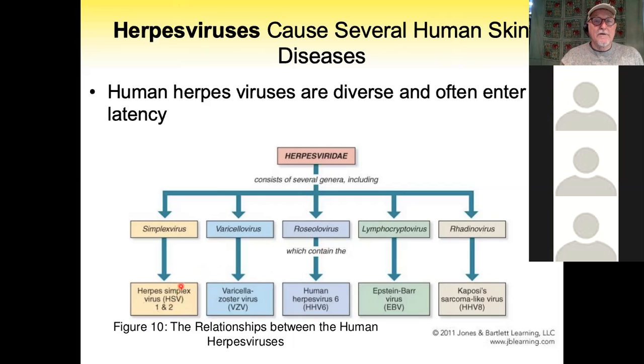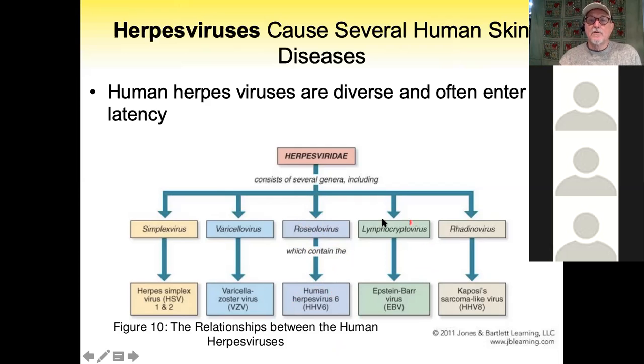Varicella zoster is closely related to the herpes simplex virus. Varicella zoster virus causes 2 diseases. Well, they're the same disease, but 2 different sets of symptoms. That's chickenpox and shingles. I'll show you that now. Roseola virus causes particularly a mild disease in infants. We're not going to talk about that anymore.